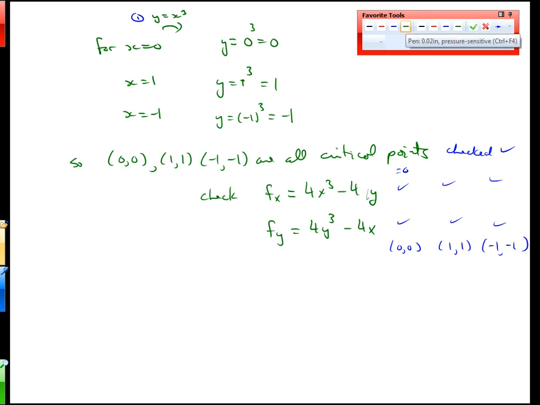Okay, so that's how we can find critical points, by finding all the partial derivatives, setting them equal to 0, and trying to solve for the points.